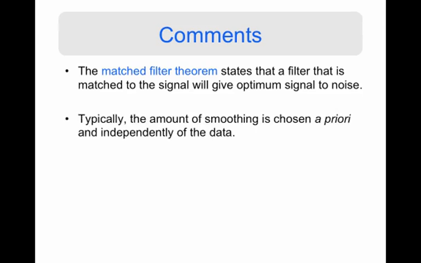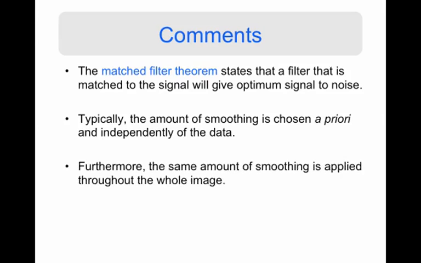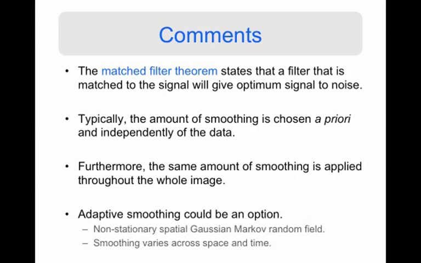However, typically the amount of smoothing is chosen beforehand and independently of the data. So we're not really using the matched filter theorem. We're basically applying the same amount of smoothing throughout the whole image. And so even though that could be appropriate in some regions of the brain, it might not be appropriate in others. Well, what are solutions to this?